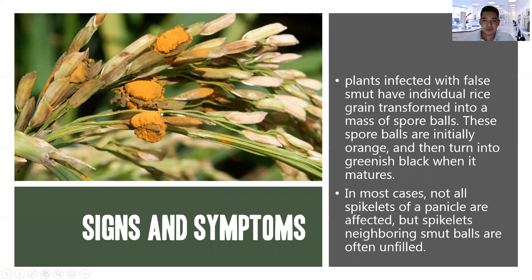In most cases po, not all spikelets of panicles are affected, but spikelets neighboring smut balls are often unfilled. So wala na pong laman yung mga, hindi man po siya ma-infect ni rice false smut, pero na-damage niya na rin po yung production dahil wala rin pong laman yung katabi niya pong green. Ayan. So most likely po wala pong laman yung mga nasa gilid niya kahit wala po siyang spore balls.